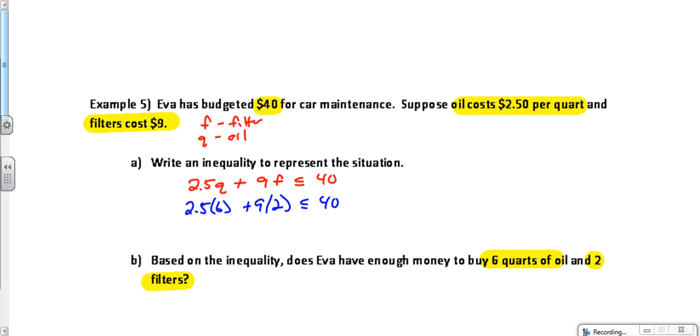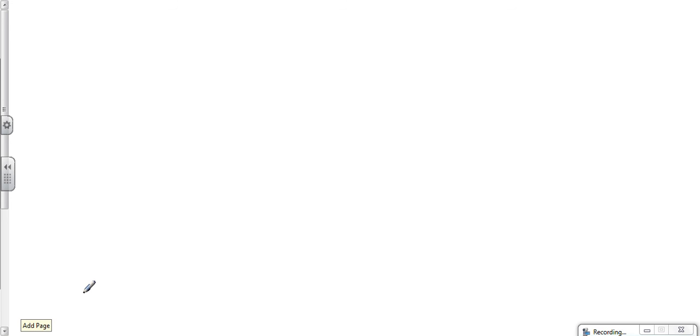So 2.5 times 6 is 15, and then plus 18, is that less than or equal to 40? 10, 20, it'd be $33, and that is less than 40, so you would say yes. And this ends lesson 2-5.